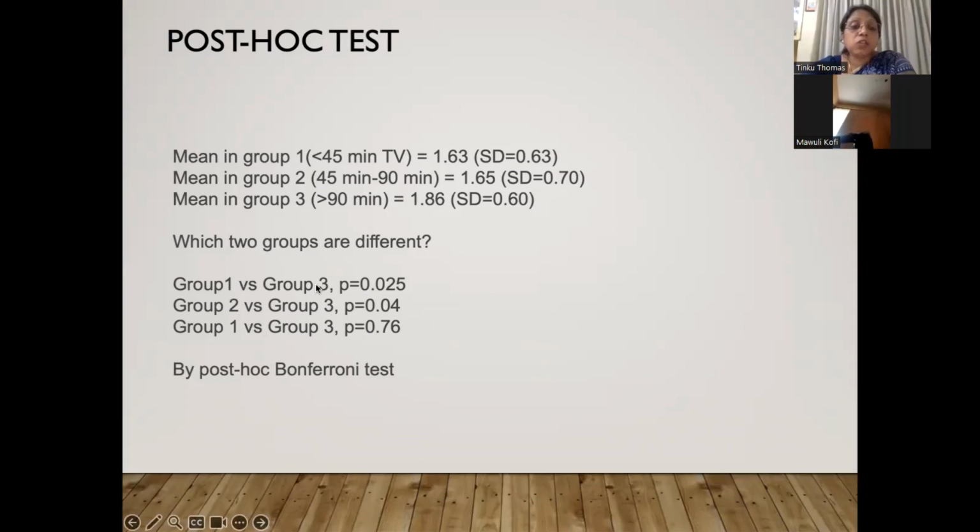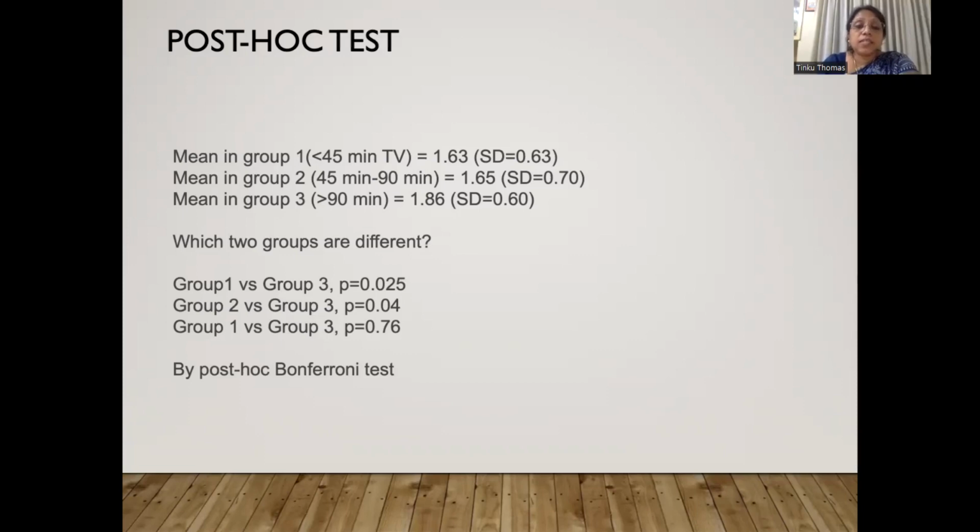So the group with the highest amount of TV viewing has significantly higher BMI as compared to the other two groups, as compared to the first group, as well as compared to the second group. But there's no difference in BMI between group 1 and group 2. So that is our conclusion. That is a post hoc test that you can do after doing an analysis of variance.